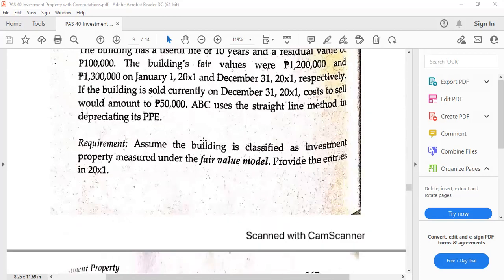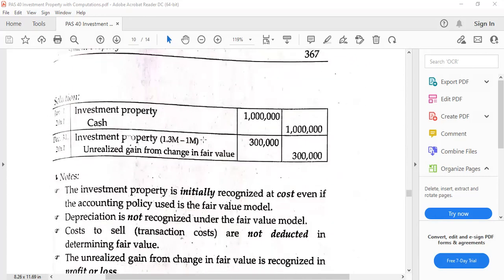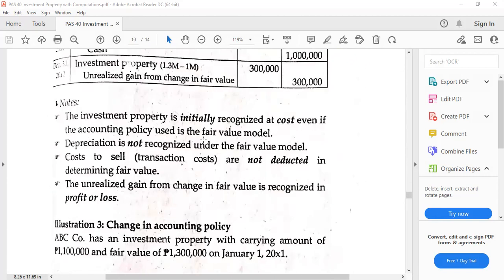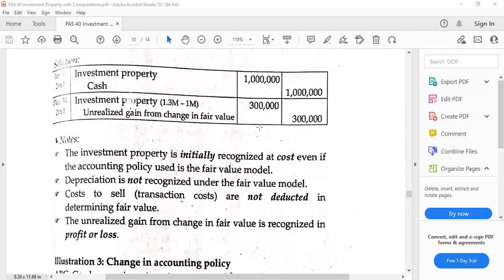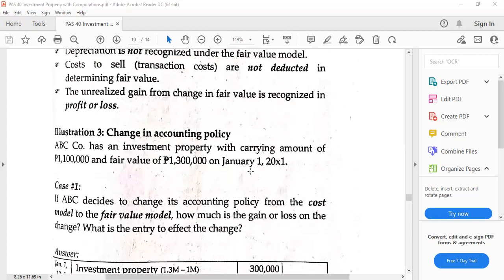Take note, the word is fair value model. Fair value less cost to sell is another thing that is closely related to net realizable value. That's another thing. It's different from fair value. Then this unrealized gain is part of our income section in the statement of profit or loss section under the statement of comprehensive income. Next, illustration 3.